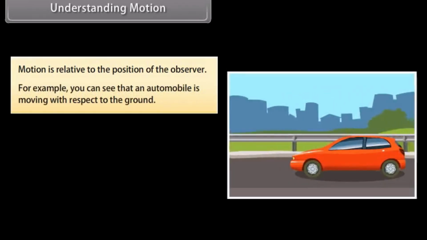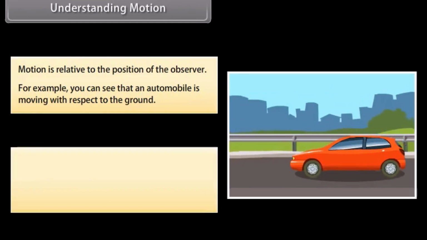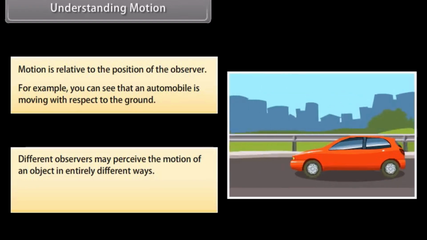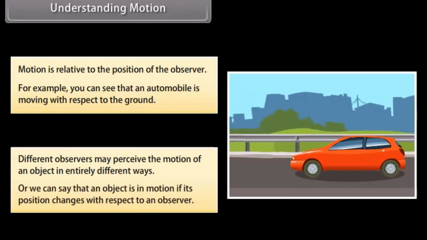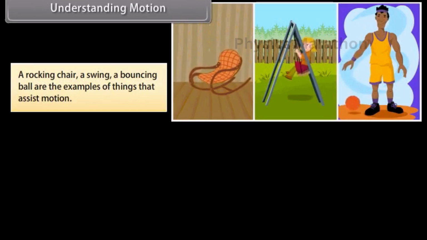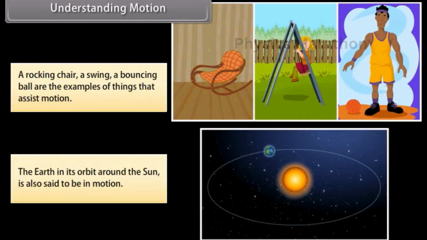Understanding motion. Motion is relative to the position of the observer. For example, you can see that an automobile is moving with respect to the ground. Different observers may perceive the motion of an object in an entirely different way. Or we can say that an object is in motion if its position changes with respect to an observer. A rocking chair, a swing, and a bouncing ball are examples of things that exhibit motion. The Earth in its orbit around the Sun is also said to be in motion.